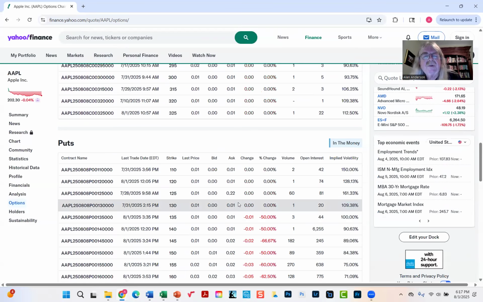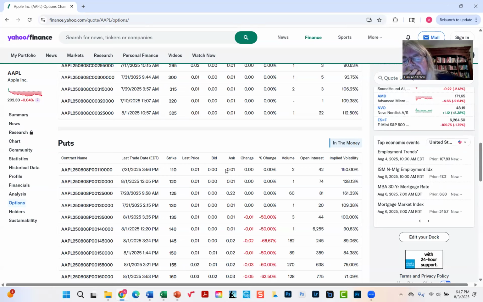Then when we come down here with the puts, it works the other way around. This put with a strike of 110 gives me the right to sell at 110, which I would never do in a million years. So the value is a penny. The prices of these options are very rarely at zero because there's always a slim chance that they could still be profitable. So normally the minimum price is a penny.